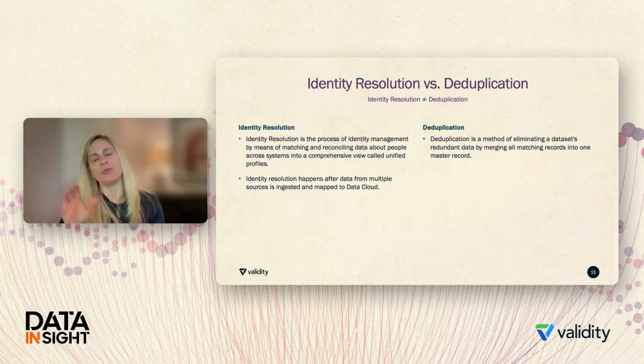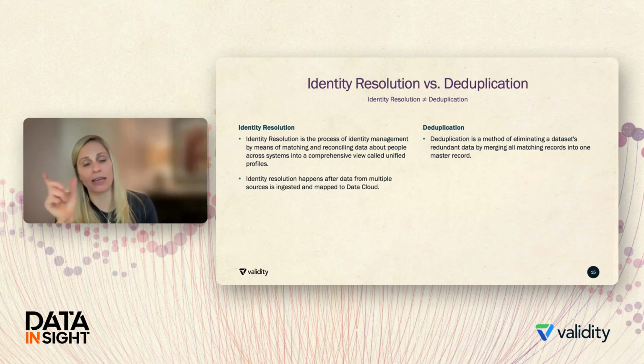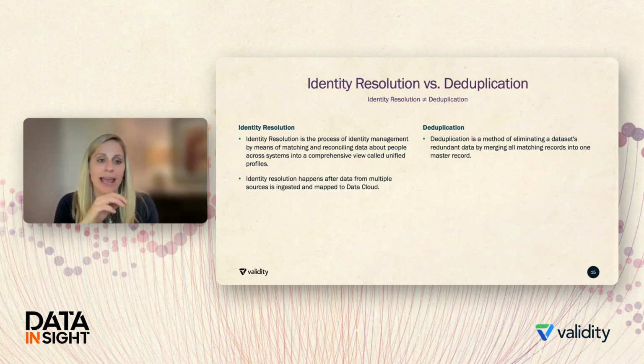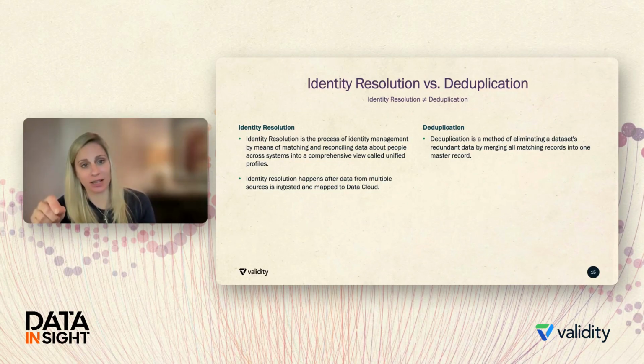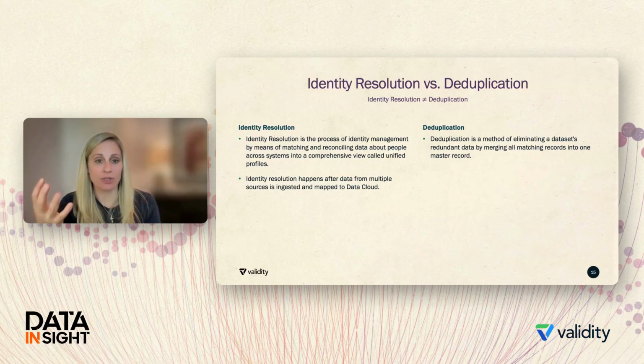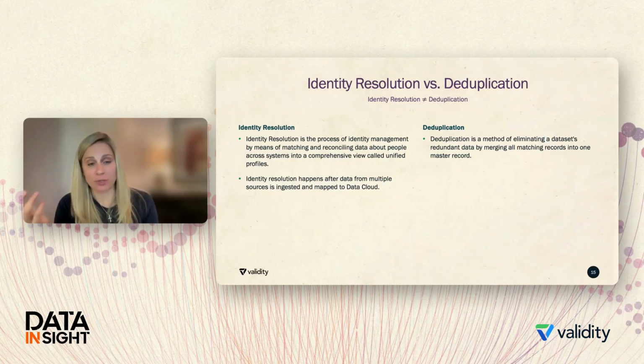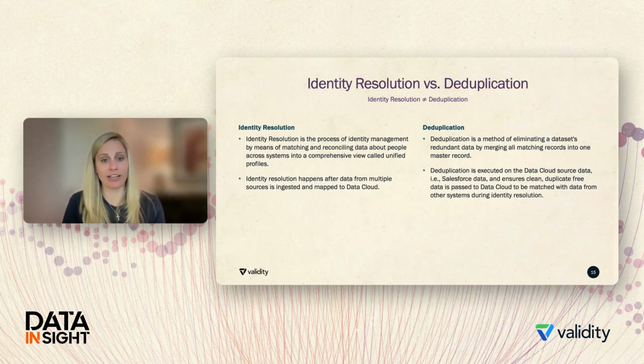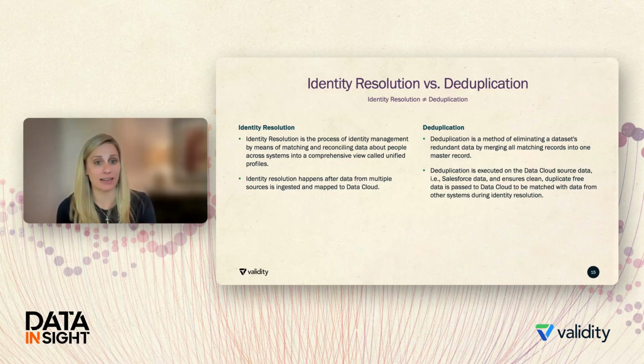The other important thing here is that if you think about that graph, that image that we saw in the beginning, identity resolution happens after data from multiple sources is ingested into Data Cloud. So this is not, again, just trying to drive this point home, it is not working on the source data to clean it up. It's using the source data to then make the connections from multiple different systems. And just pointing out here that deduplication is what you execute on your source data. This is where you clean it up, you get rid of those duplicates, so you know that you are pushing in clean, accurate data, not only to Data Cloud, but to your reports, to everything else that's running off of Salesforce information.